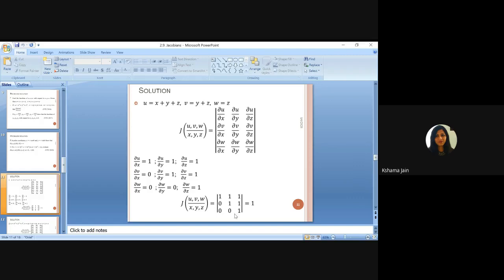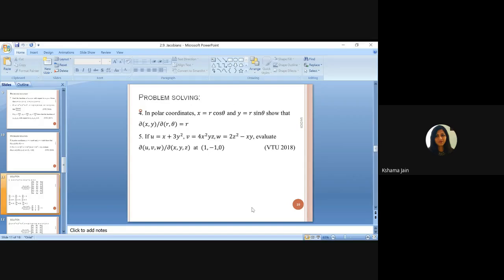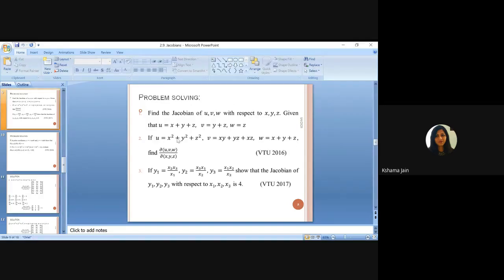Directly, you can find out the determinant, or otherwise who is good in matrix can easily find out that the determinant of this will be equal to 1. So this is the Jacobian. How to find out the Jacobian? Here also directly u, v and w are directly depending on x, y and z. So we can find out the partial derivatives of them.